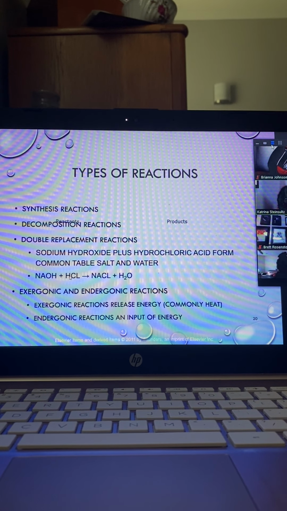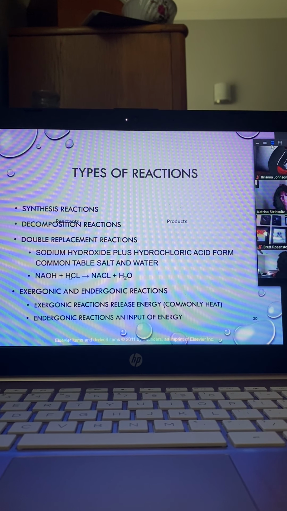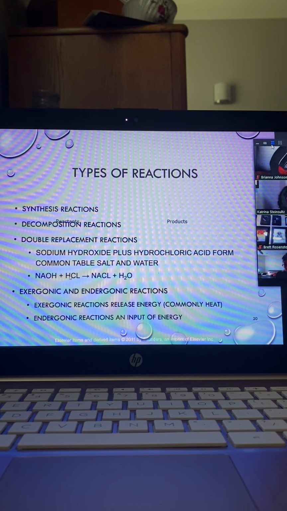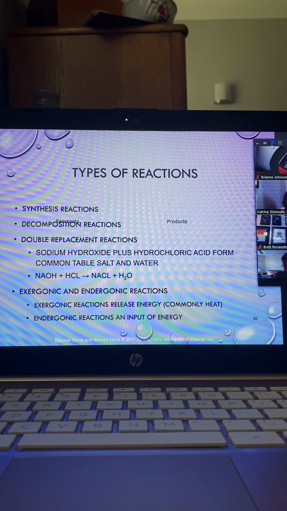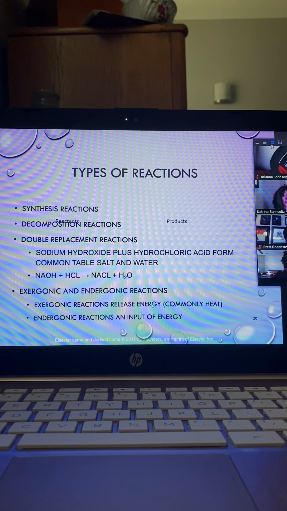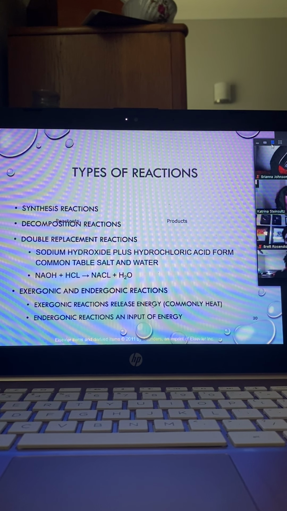And then you have your exergonic and endergonic reactions. Exergonic reactions release energy, so they release heat, and endergonic reactions require an input of energy. So trying to think of a good exergonic reaction that releases heat off the top of my head real quick.